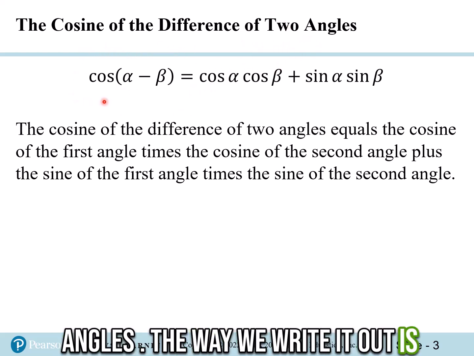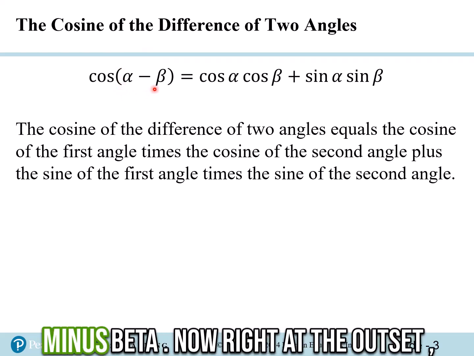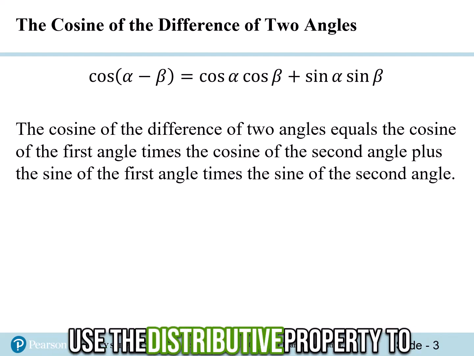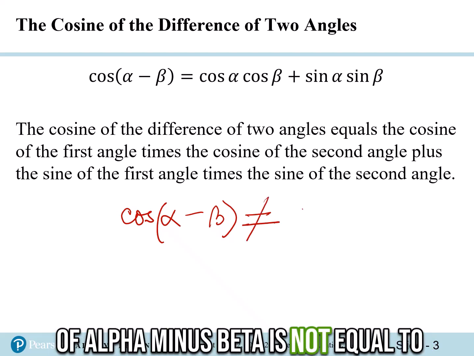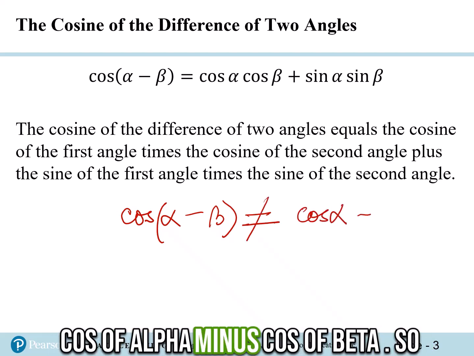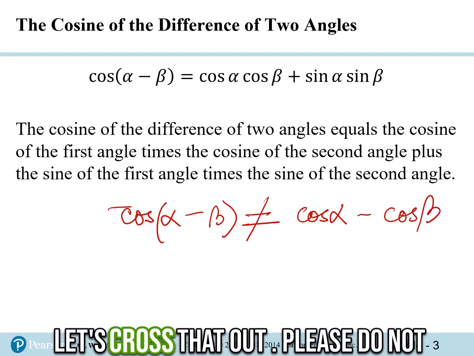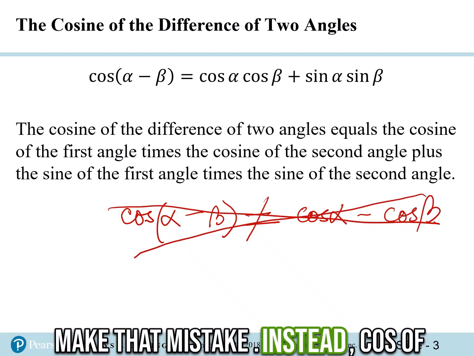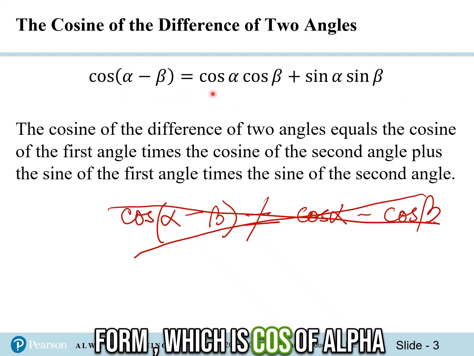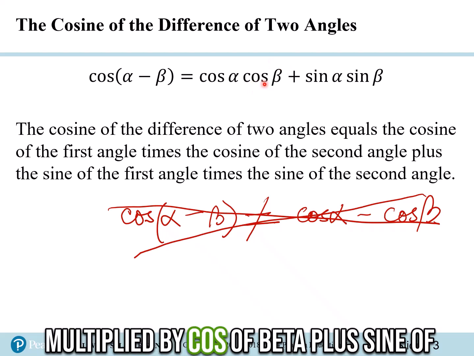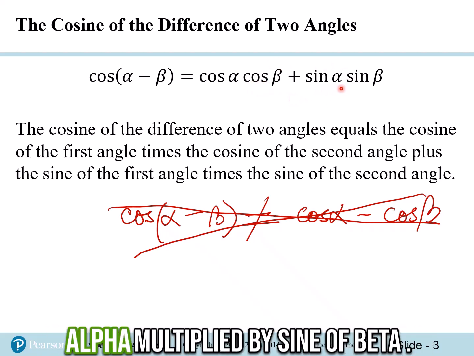The way we write it out is cos of, within brackets, alpha minus beta. Now right at the outset, let me make it clear that you cannot use the distributive property to expand cos of alpha minus beta. Cos of alpha minus beta is not equal to cos of alpha minus cos of beta. So let's cross that out. Please do not make that mistake. Instead, cos of alpha minus beta has the expanded form, which is cos of alpha multiplied by cos of beta plus sine of alpha multiplied by sine of beta.